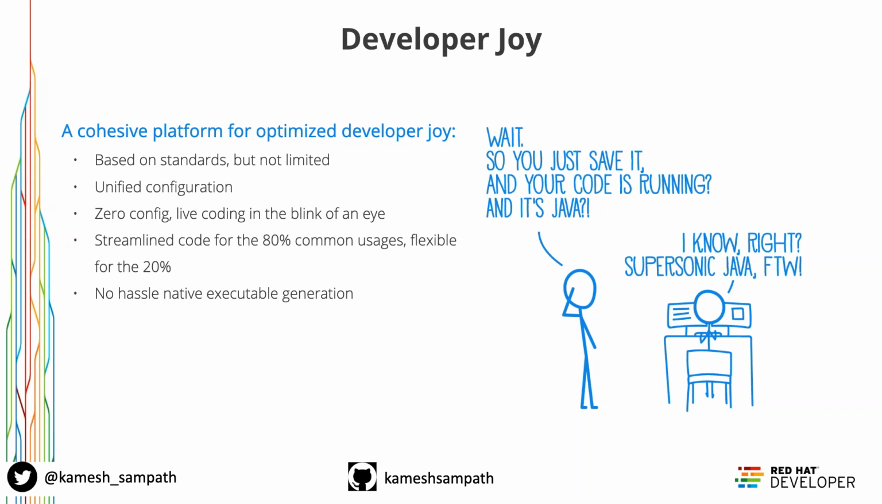Okay. No hassle, native executable generation, streamlined code, common use cases, zero config. You don't need to do this. We're still improving that. Even with Quarkus, even with the native builds, since GraalVM's early release, Oracle has a funny versioning thing, right? Suddenly they started with years. All these were 0.12, 0.13, 0.14, and suddenly it bumped to 19 when they did a GA. Okay, so that's a crazy versioning mechanism they have.